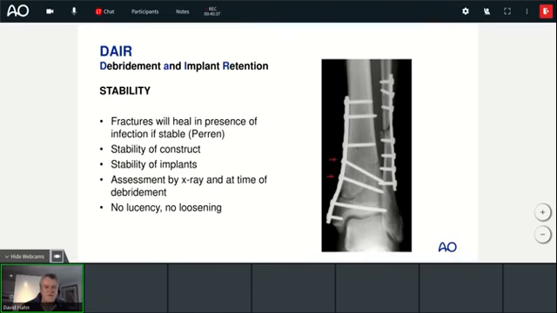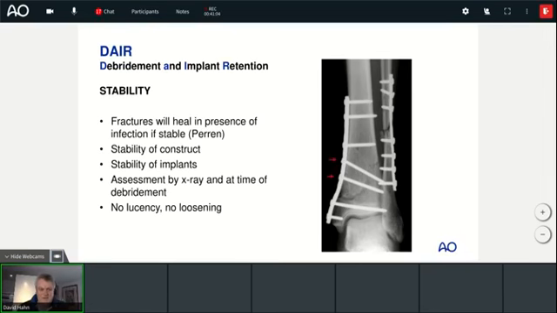If you're going to do a debridement and implant retention or a DARE procedure, the key is stability. You have to be honest with yourself that that implant is stable and that construct is stable. Remember, fractures will heal even in the presence of infection, and we've known that from Perrin's work and Castillo's work, but they do need the right environment. So stability of the construct and stability of the implants.